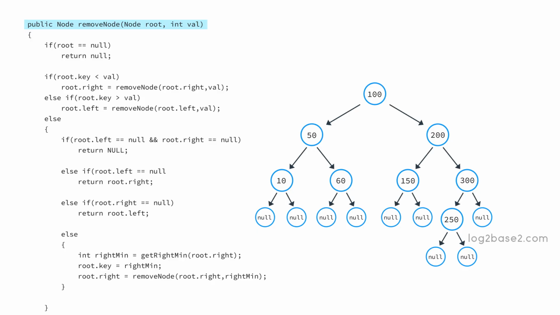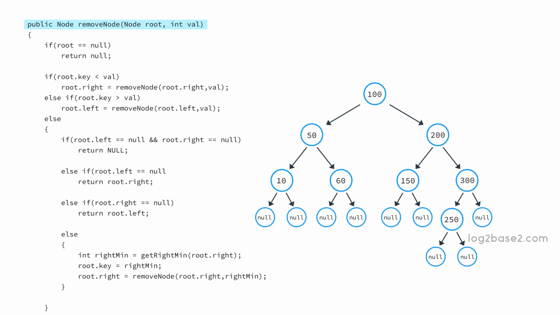Let us divide this deletion process into 4 steps. First, check if the tree is empty. If not, find the node to be deleted. Once the node to be deleted is found, find the case applicable. That is, we learned 3 cases: node with no child, single child, and 2 children. Once the case is identified, take appropriate action. This is what we are going to do.